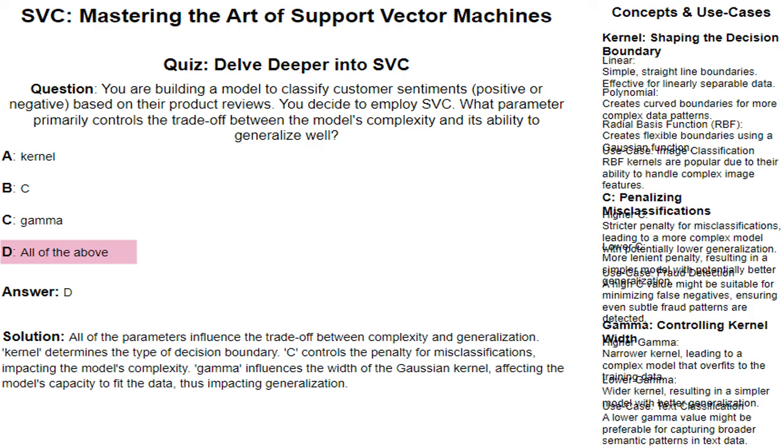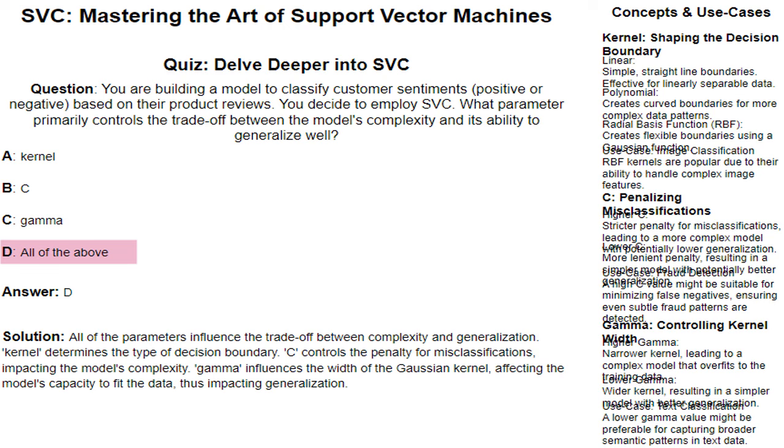The C parameter in SVC controls the penalty for misclassifications. A higher C value leads to a stricter penalty, resulting in a more complex model that tries to fit the data more closely. A lower C value allows for more misclassifications, leading to a simpler model. Fraud detection where minimizing false negatives is crucial. A higher C value would help in identifying even subtle fraudulent patterns, leading to a more complex model but potentially higher accuracy.